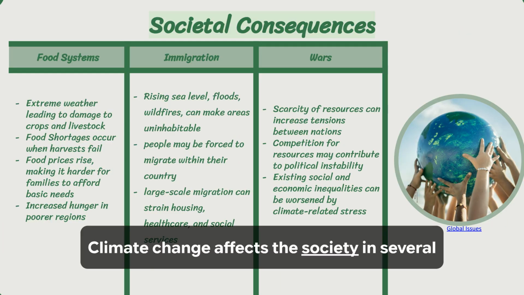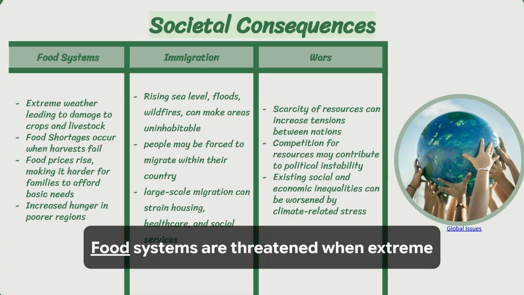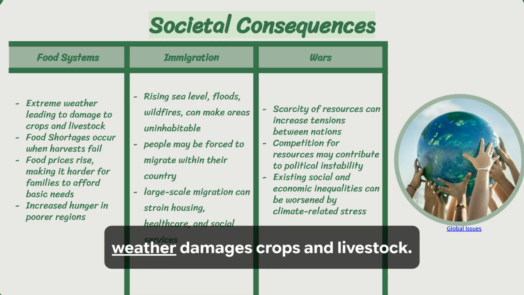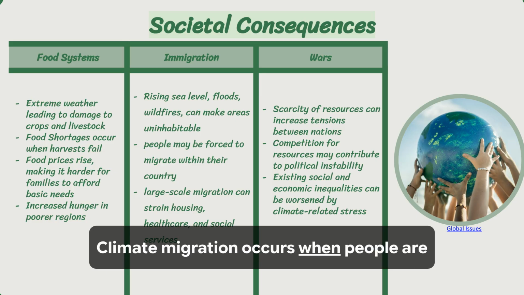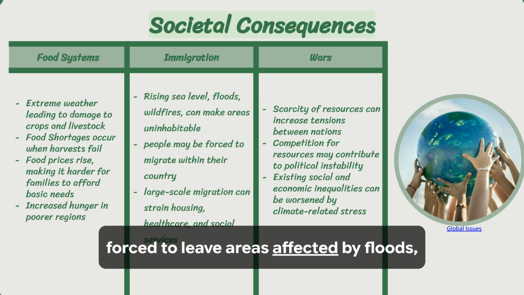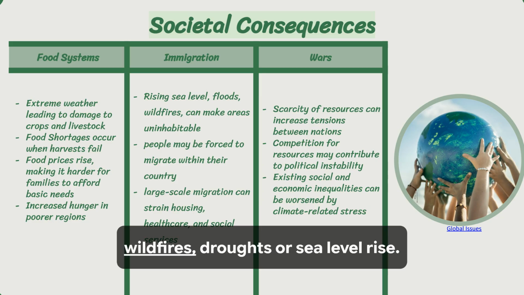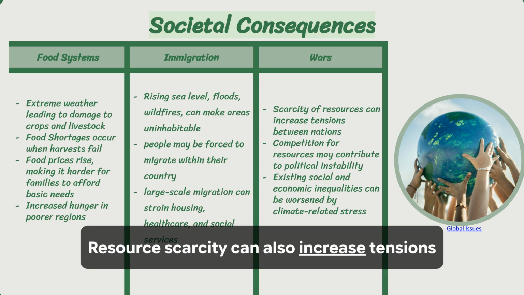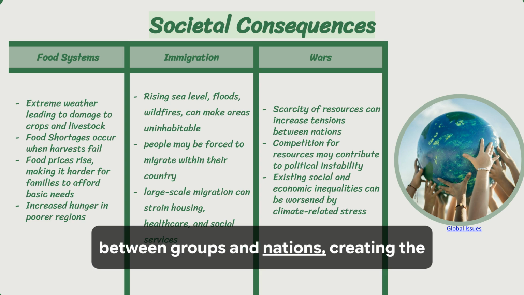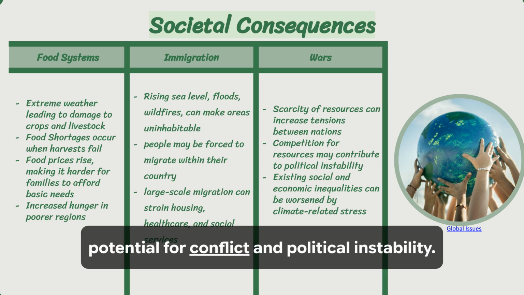Climate change affects society in several ways. Food systems are threatened when extreme weather damages crops and livestock. Climate migration occurs when people are forced to leave areas affected by floods, wildfires, droughts, or sea level rise. Resource scarcity can also increase tensions between groups and nations, creating the potential for conflict and political instability.